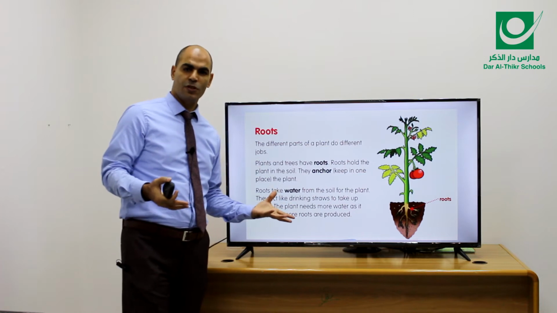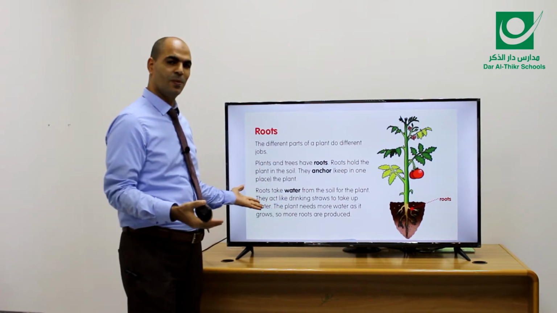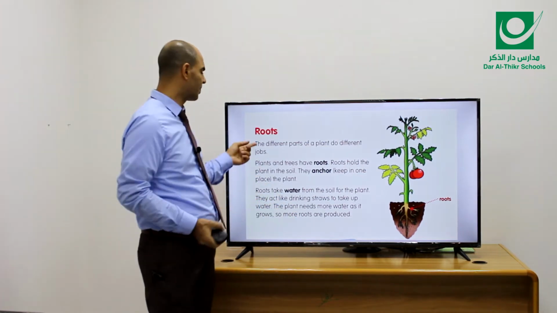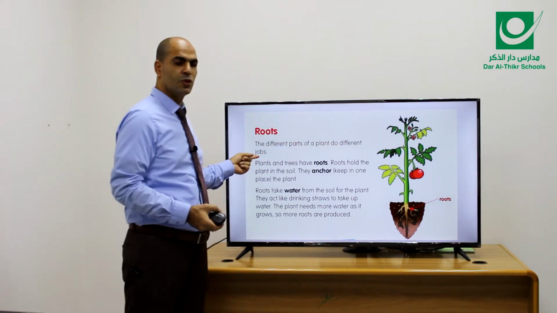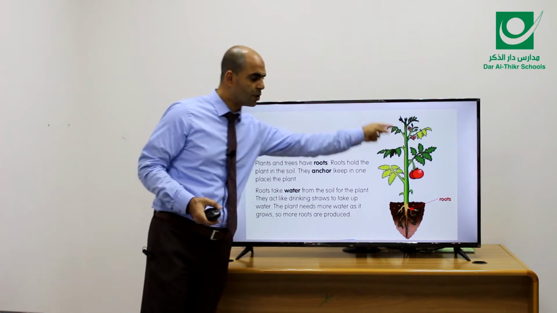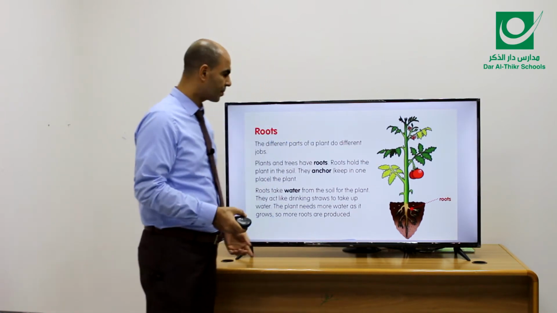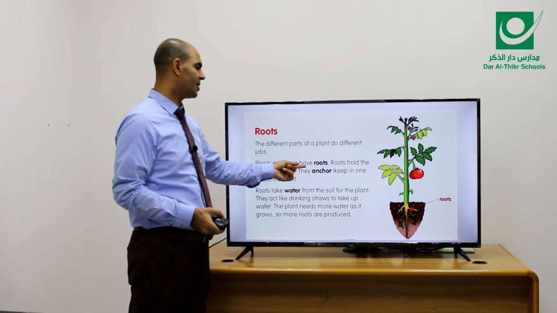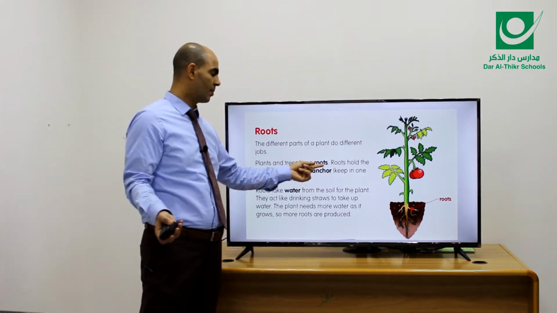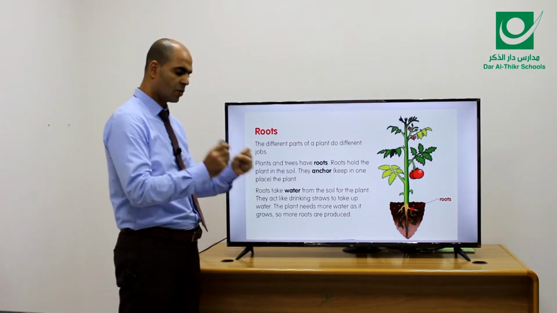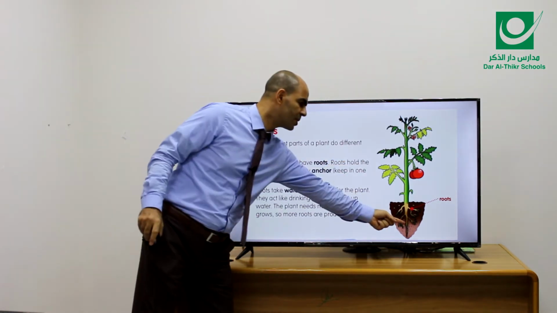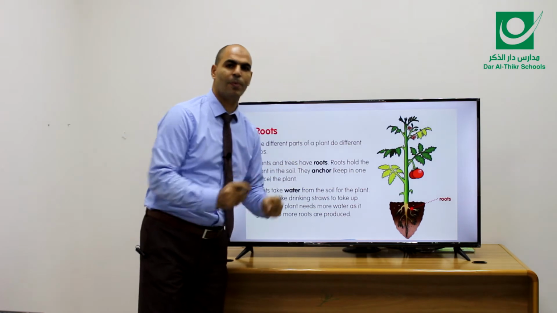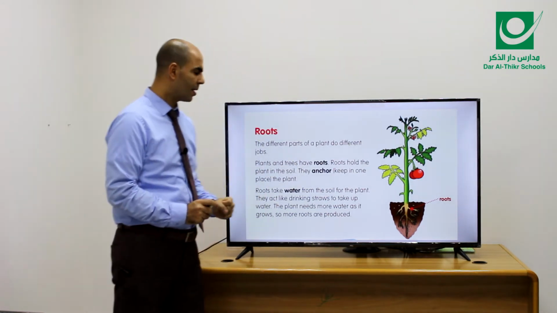Do roots have a function? What do you think? Let's read. The different parts of a plant do different jobs. So each part has a different job. Plants and trees have roots. Roots hold the plant in the soil. So this is the first job of the roots. It holds the plant in the soil.